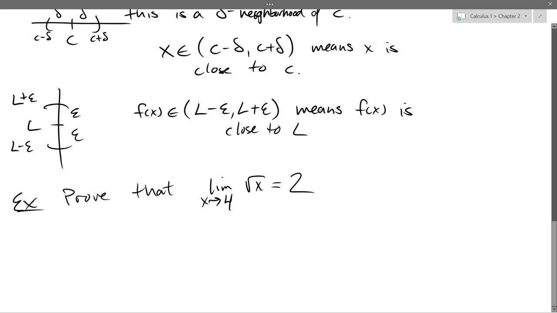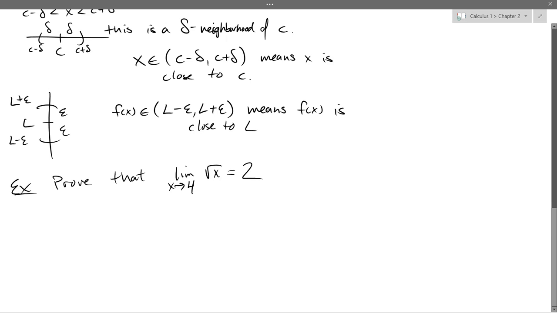All right, so we're going to prove that the limit of the square root of x as x approaches 4 is equal to 2. We're going to look at the definition and then show that for any epsilon, we can find a delta. It's going to be similar to what we did before. There are just going to be no numbers. It's all going to be epsilons and deltas. Well, there'll be 2 and 4 hanging around.